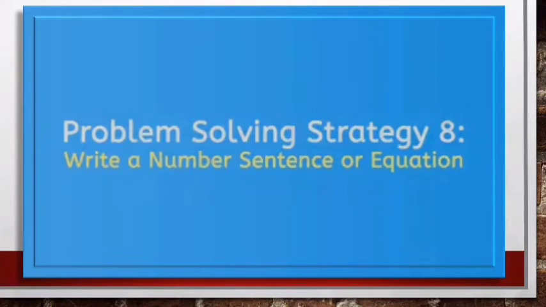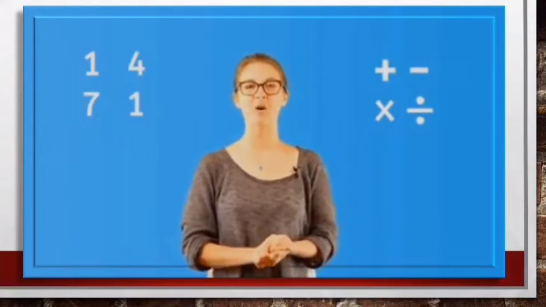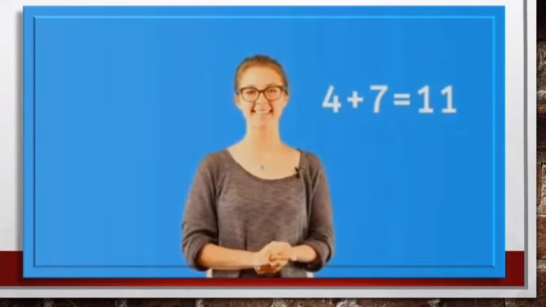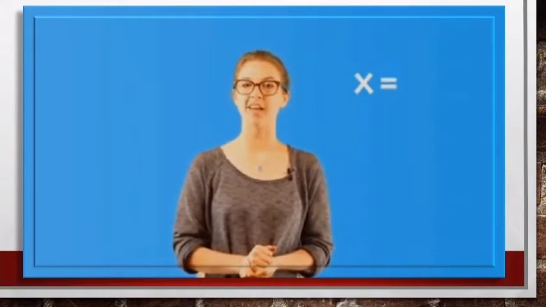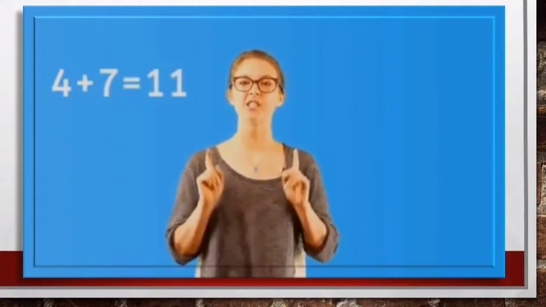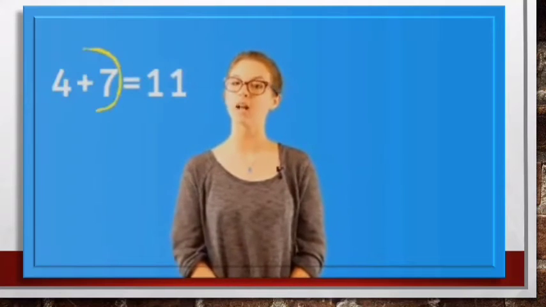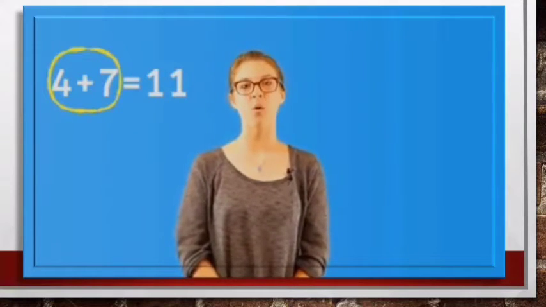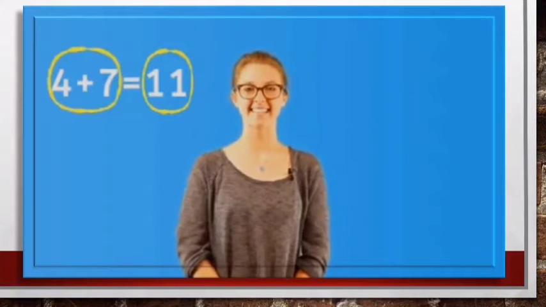A number sentence is an equation made up of numbers, operation symbols like addition, subtraction, multiplication, or division, and an equality symbol. In order for this sentence to be true, what is on one side of the equality symbol should be equal to what is on the other side. For example, 4 plus 7 equals 11. This is a true number sentence because what is on one side of the equal sign is the same or equal to what is on the other side.